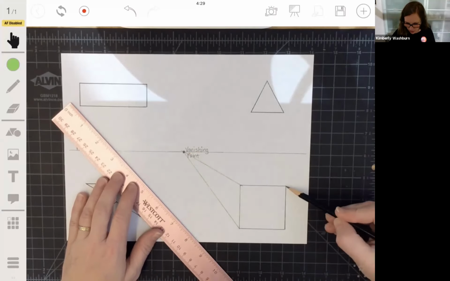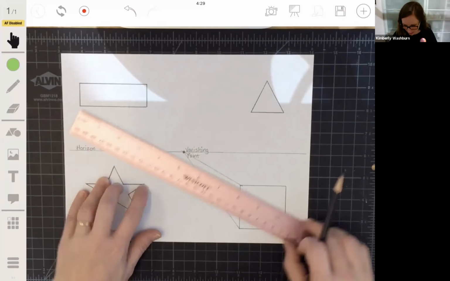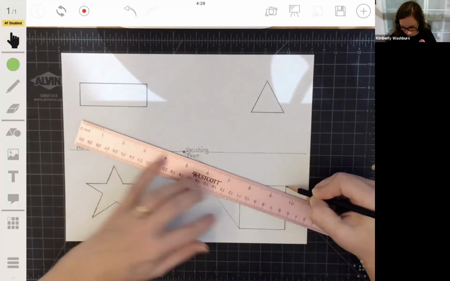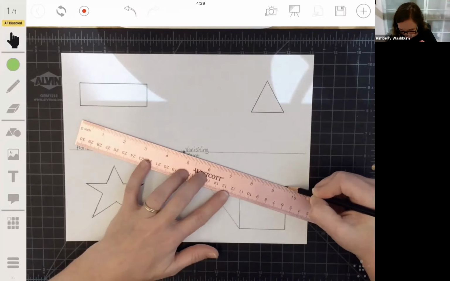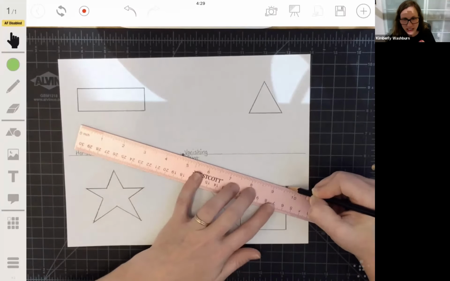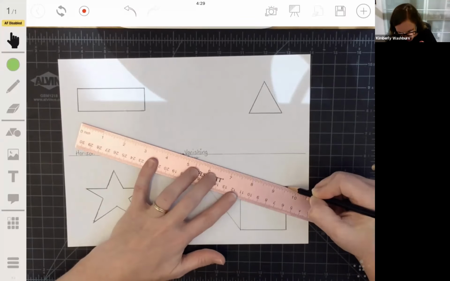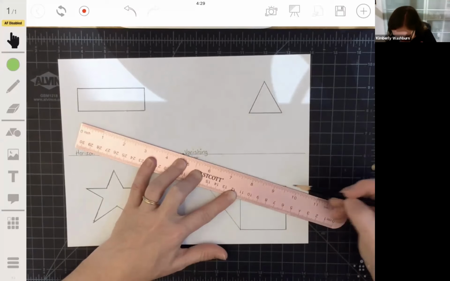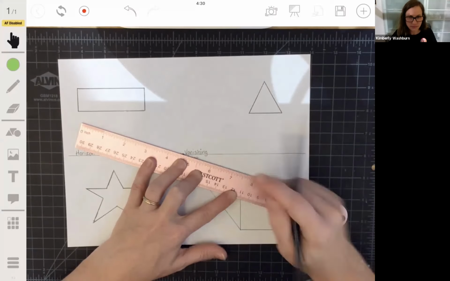I'm going to do this corner now, over here. I'm going to line it up. I'm going to put my pencil point there. Then I'm going to bring my ruler till it stops. And I'm going to make sure it's connecting to the vanishing point. It's lined up over here. And I'm going to draw a line.